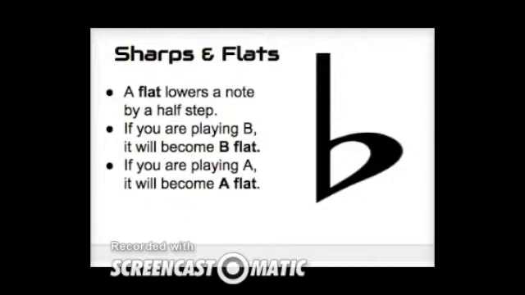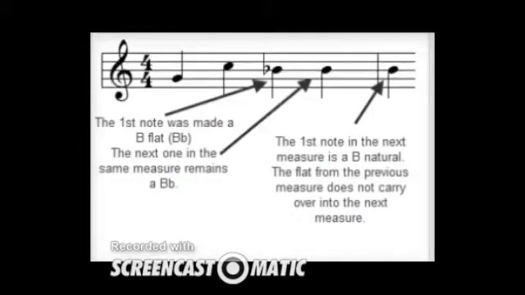A flat, on the other hand, does the exact opposite. It lowers a note by a half step to the left. So, if you're going to play E, but you see a flat in front of it, you have to go to the note directly to the left of E, which is the next black key. Here's where it gets tricky.